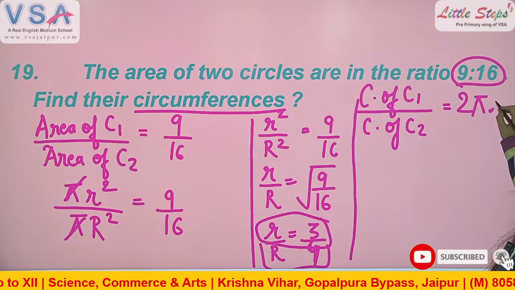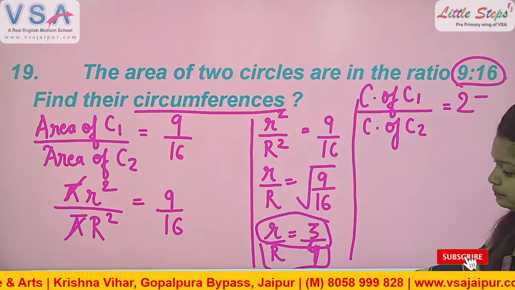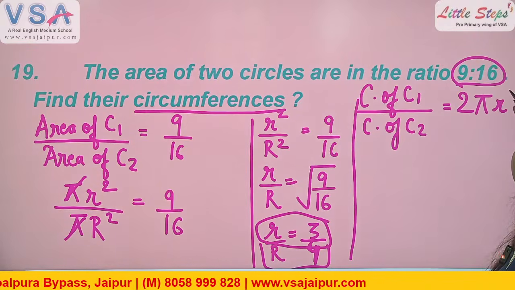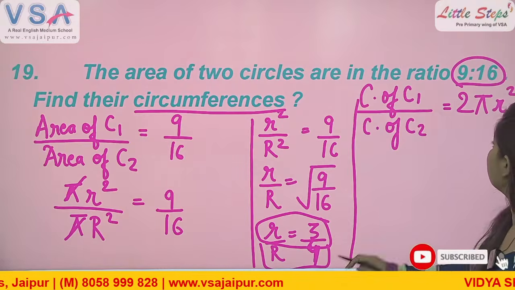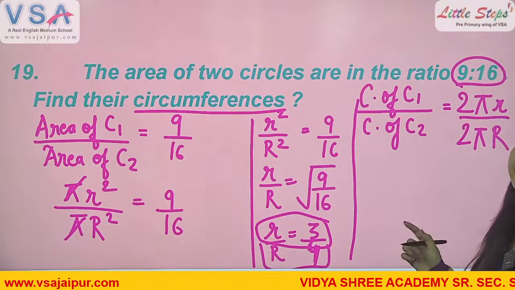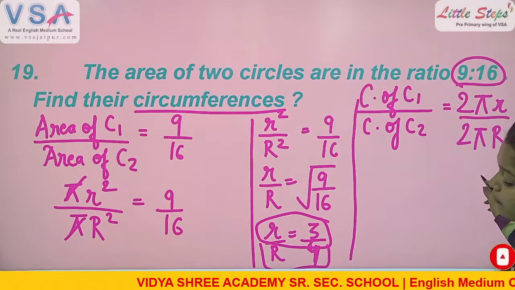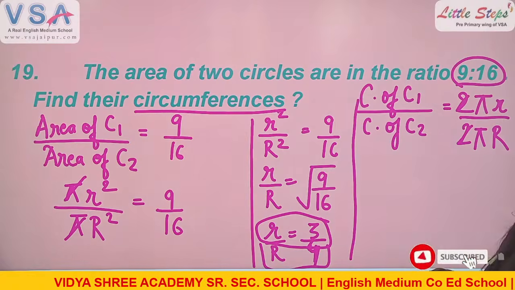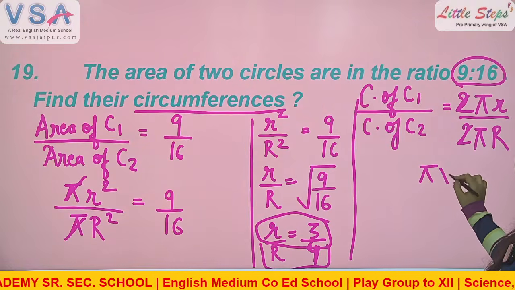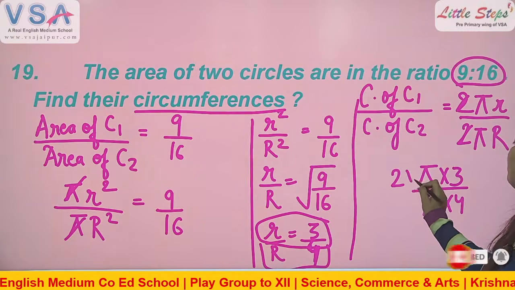What do we have? 2 pi, one second, we have to write it here. 2 pi, again I have to write small r, 2 pi r upon 2 pi R. Make sure the above circle has the small radius, and for the larger or second circle we have the bigger radius. Let's cancel 2 with 2, but we have to apply the radius. Okay, we have radius 3 and 4. Pi multiply 3, pi multiply 4, and I will write all the formula all together.